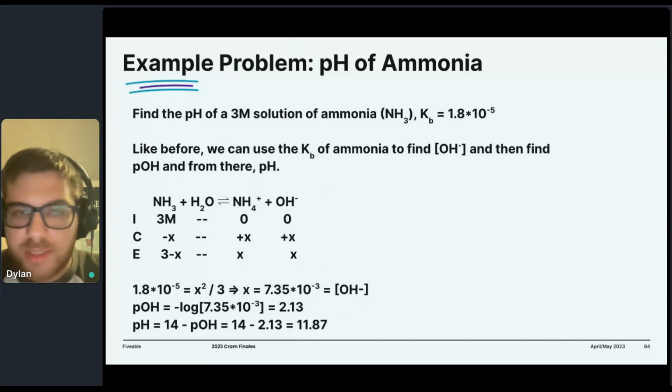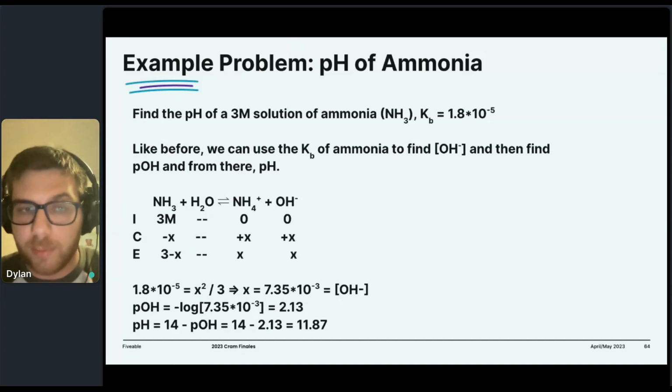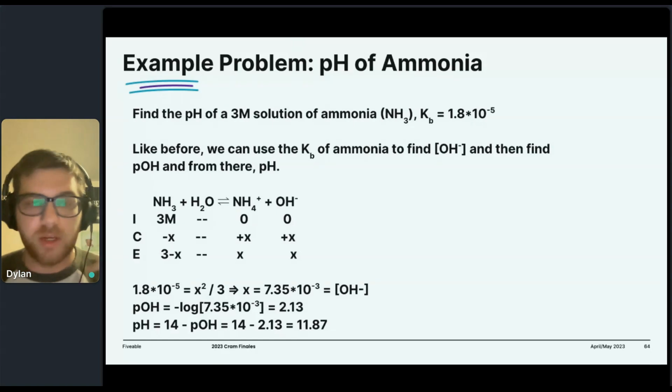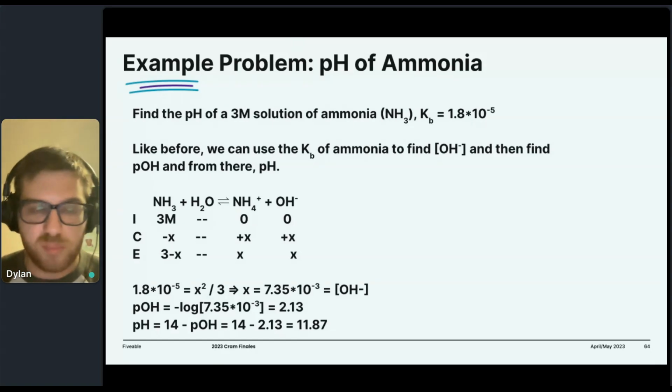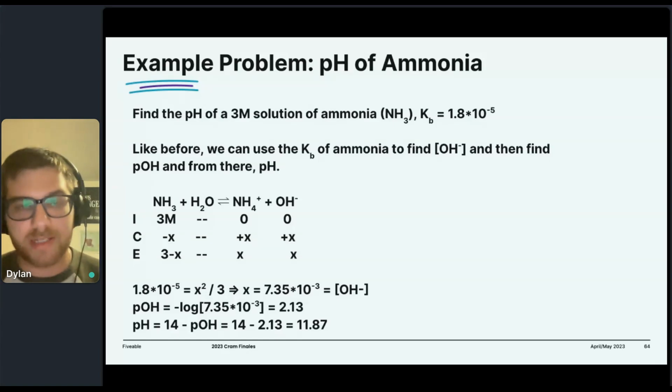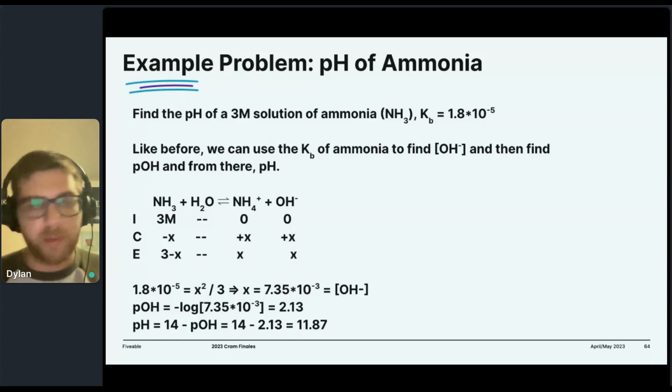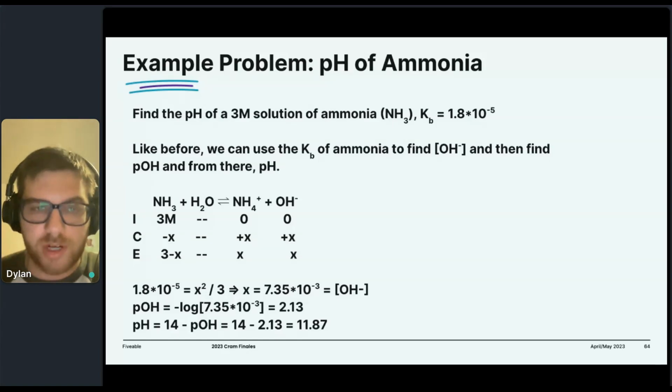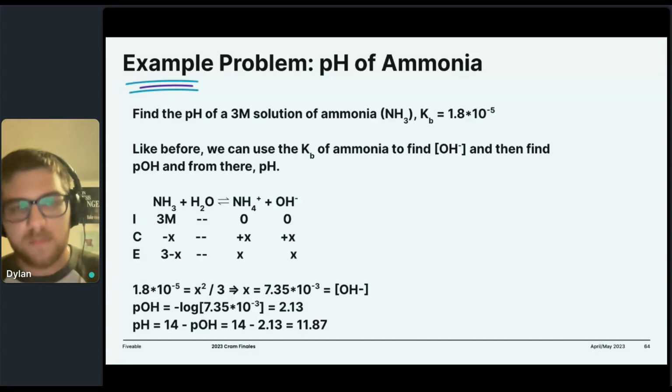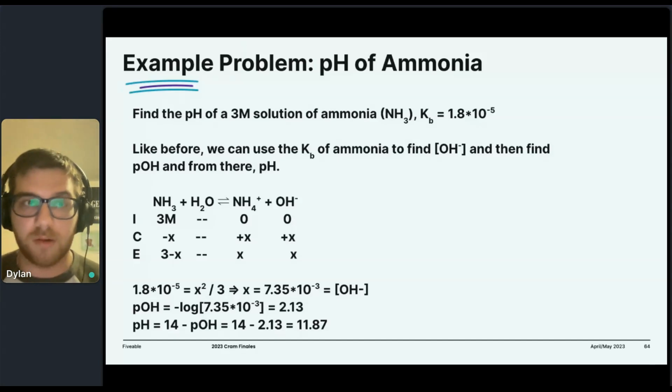Like before, we can just treat this like an equilibrium equation, right? Water is omitted because we don't include liquids or solvents. But we know we have 3 molar NH3 and 0 ammonium and 0 OH minus. We lose X of our reactants, gain X of our products, and we go through the equilibrium process to find the concentration of OH minus. Then we can find the pOH, then we can find the pH. That's generally how these problems go. You find a concentration, plug it into the negative log, maybe do some more math, and you get a number.